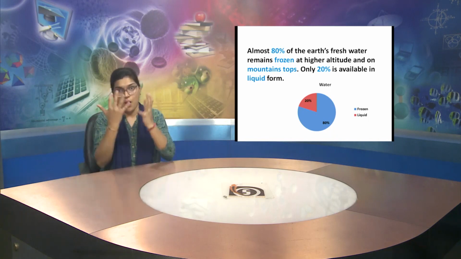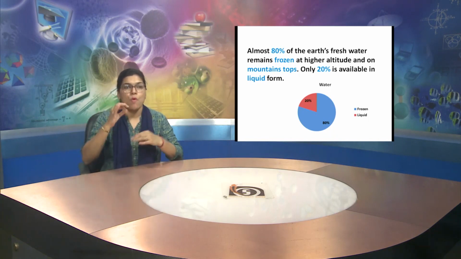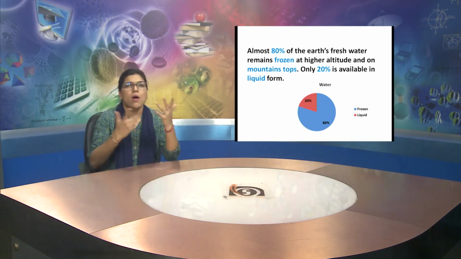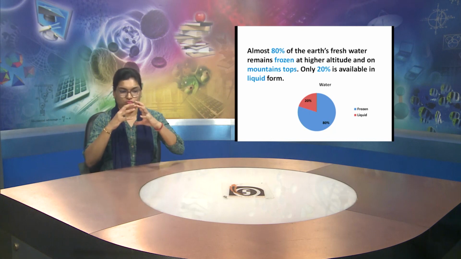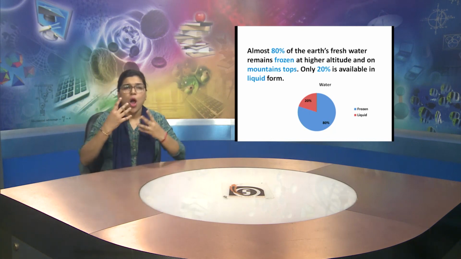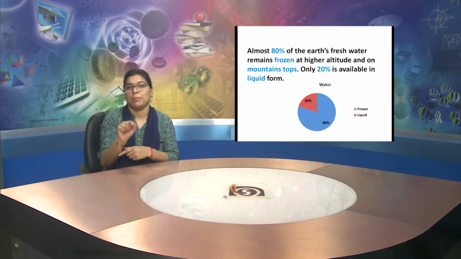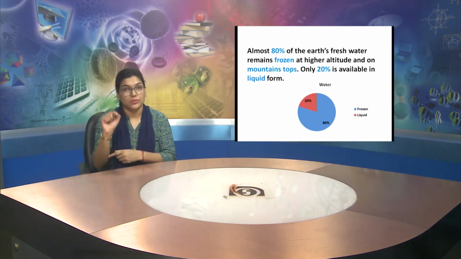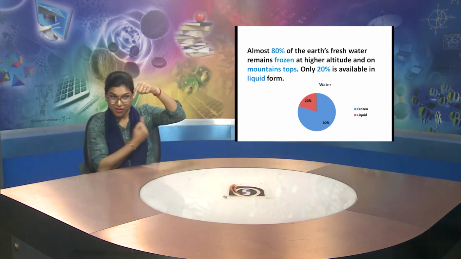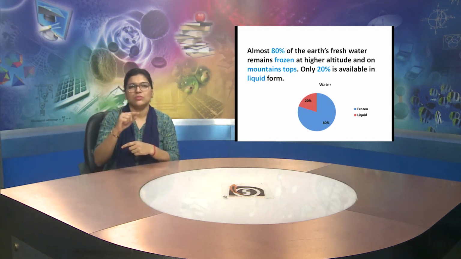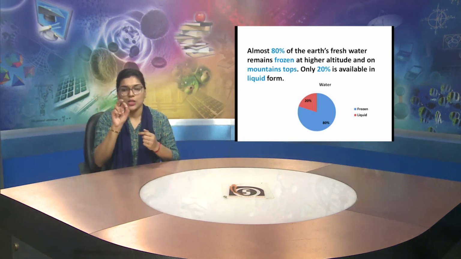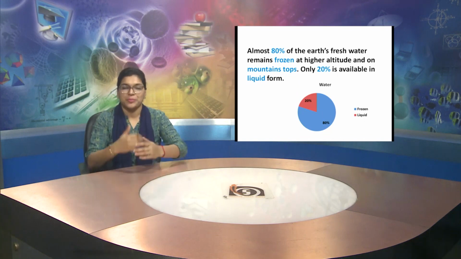and almost 80% of the Earth's fresh water remains frozen on the 2 poles, the North Pole and the South Pole of the Earth. You must have seen the image of the globe. So, on the 2 poles, the water is frozen at higher altitudes and on the mountain tops. So, only 20% is available in liquid form.